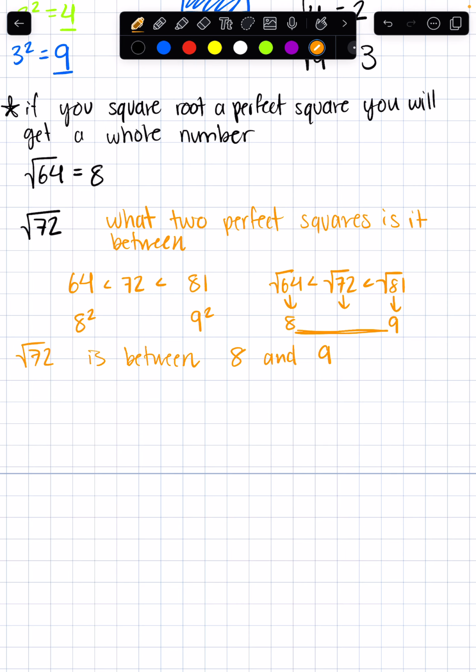Let's say, okay, I know that it's in between 8 and 9, but now I want to know, is it closer to 8? Is it closer to 9? Like, what's my first decimal place going to be? So let's just stick with this example. Let's say I want the square root of 72, but to the nearest tenth.